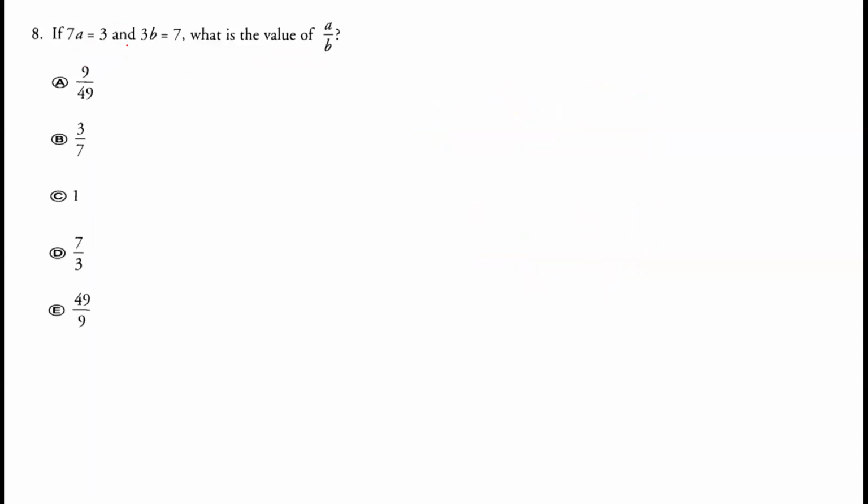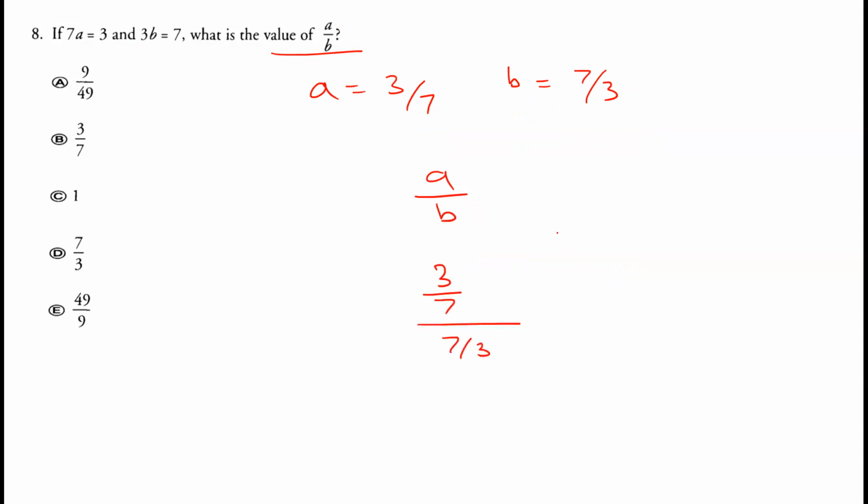If 7a equals 3, so we can say a equals 3 over 7, and 3b equals 7, so we can say b equals 7 over 3. What is the value of a over b? So a over b is 3 over 7 whole divided by 7 over 3. Now 3 over 7 divided by 7 over 3 can be written as 3 over 7 multiplied by 3 over 7. So when we change divide into multiply, we flip this number, or we take the reciprocal. So 9 by 49. 3 threes are 9, 7 sevens are 49. So the correct option is A.